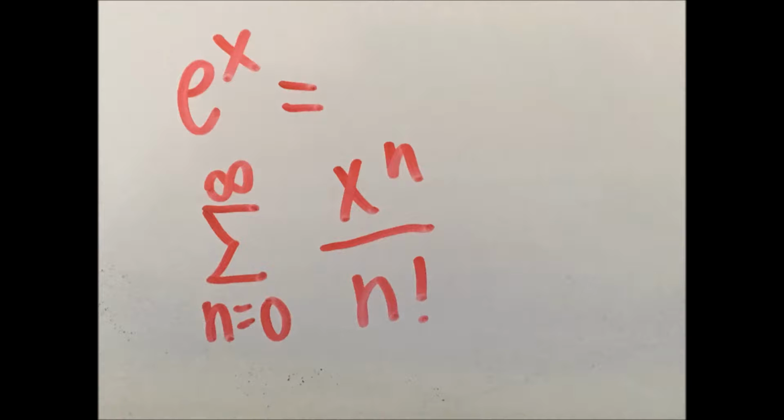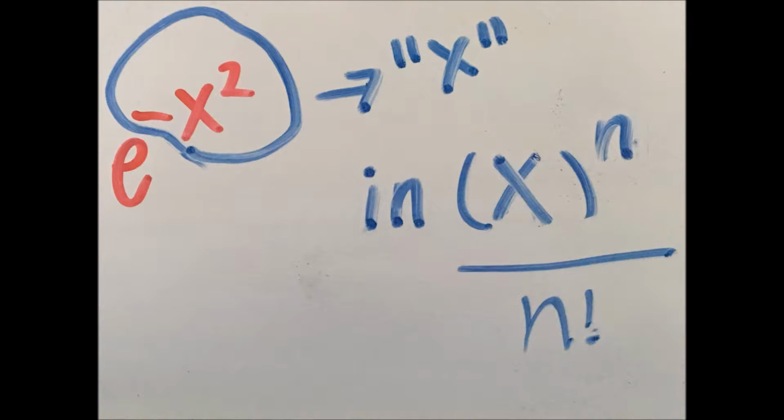The function that is similar to f, which is e to the negative x squared, is e to the x. The power series representation of e to the x is x to the n all over n factorial from n equals 0 to infinity. If we look at the function f, e to the negative x squared, we can observe a similarity. The negative x squared in the function f is equal to the x in e to the x. Therefore, negative x squared can substitute the x in the power series representation of e to the x.